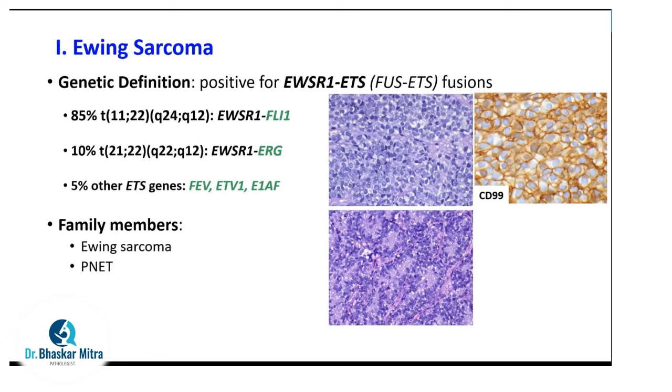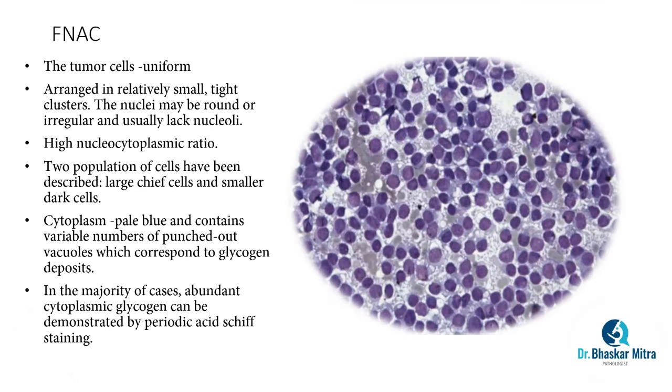As I previously said, 85% are the EWS-FLI1 group along with EWS-ERG, followed by FEV, ETV1 and other groups. They are called the Ewing's and PNET group of tumors, which we commonly find. They are usually CD99 positive. In FNAC, we will see uniform sheets of very small, tightly clustered cells.